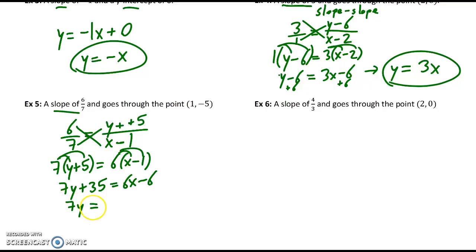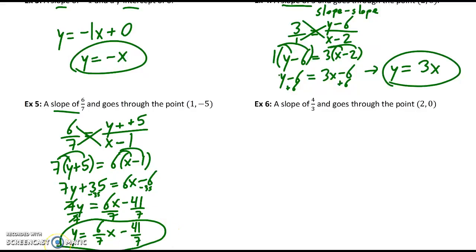So I'd subtract 35. So negative 6 minus a 35, right, would be what? Negative 41. Okay. And last but not least, I would divide everything by 7. And when I say everything, I mean everything. So it ends up being y equals 6/7 x, there's our fractions, minus 41 over 7. Obviously, if a fraction can reduce, go for it. But if not, I wouldn't even bother worrying about it.